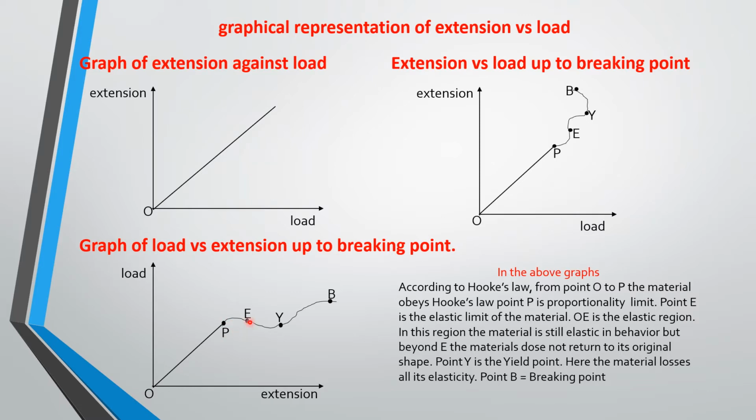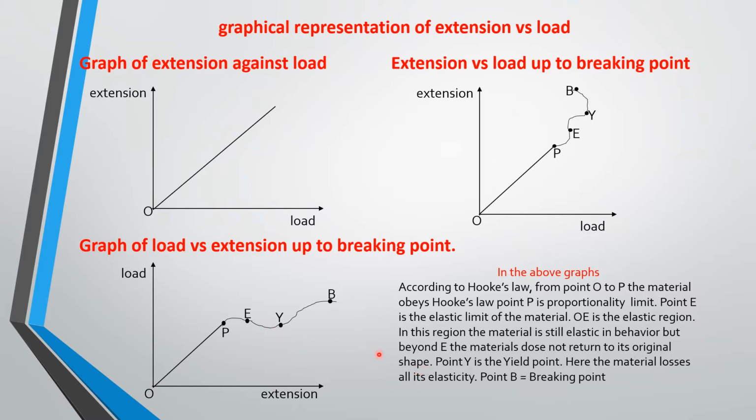Then point E is known as the elastic limit of the material. At this particular point, the material can still return back to its original shape. So from point O to E is known as the elastic region. The elastic region is where, once the deforming force goes, the material returns to its original shape. If the material extends beyond point E, it does not return to its original shape again.